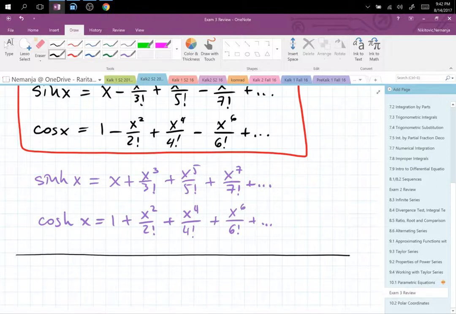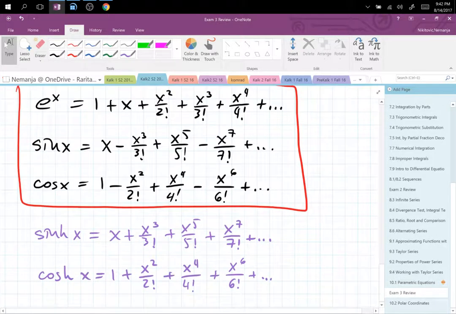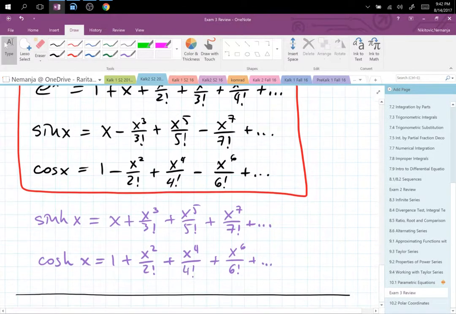1 test for sequence, 10 tests for series, the 3 power series that you should know, 2 power series that are easy to remember if you know the other ones. And sine hyperbolic x on the quiz as well. I can ask you to derive it, but if you need it, you can get it because you know the values.